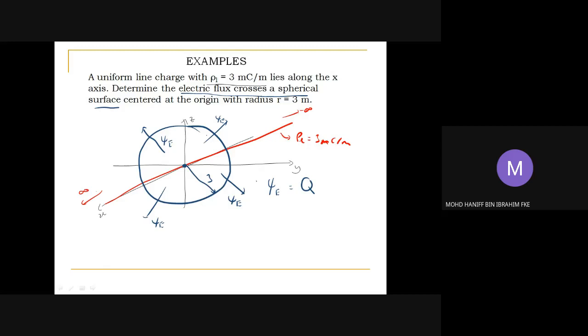So based on this, we know that the charge that is confined inside this particular surface shall be given by the integration of rho L dl, because your charge is a line charge.